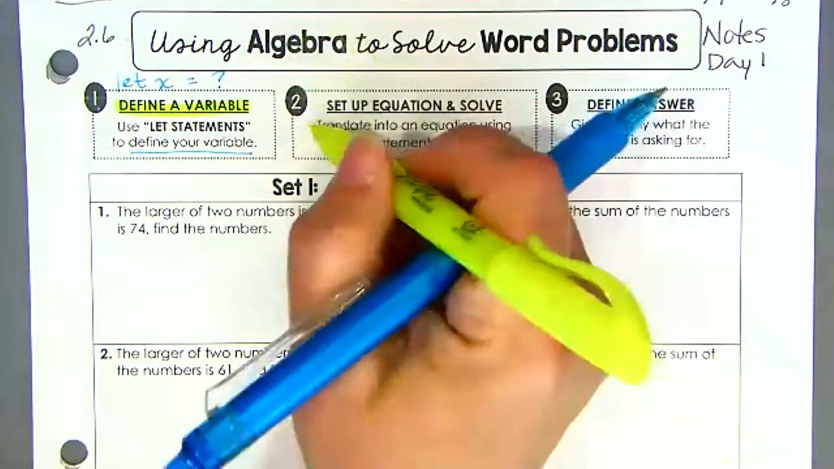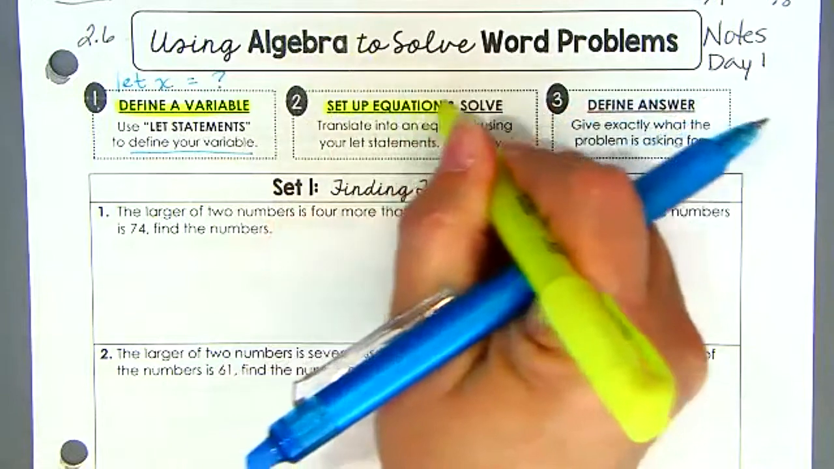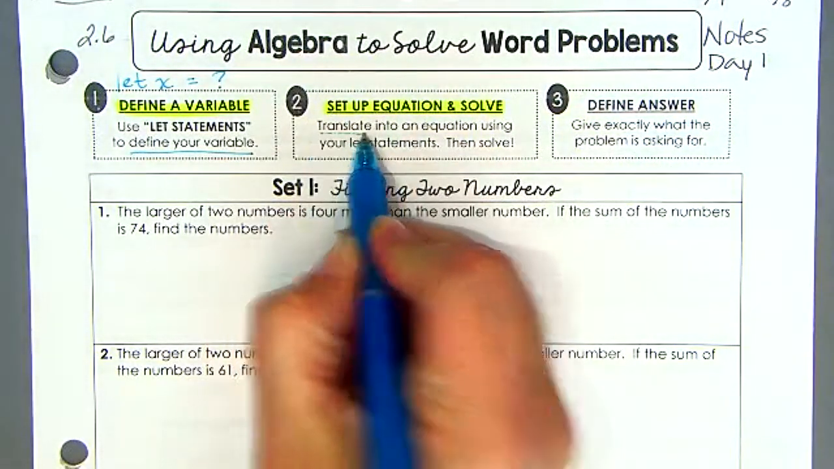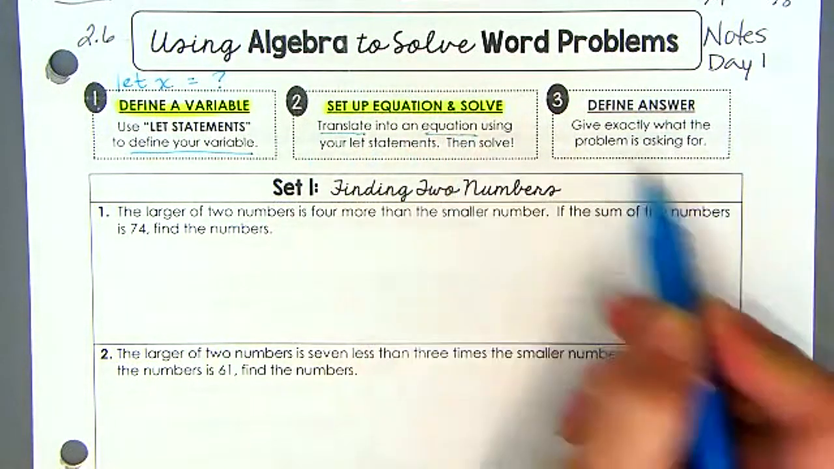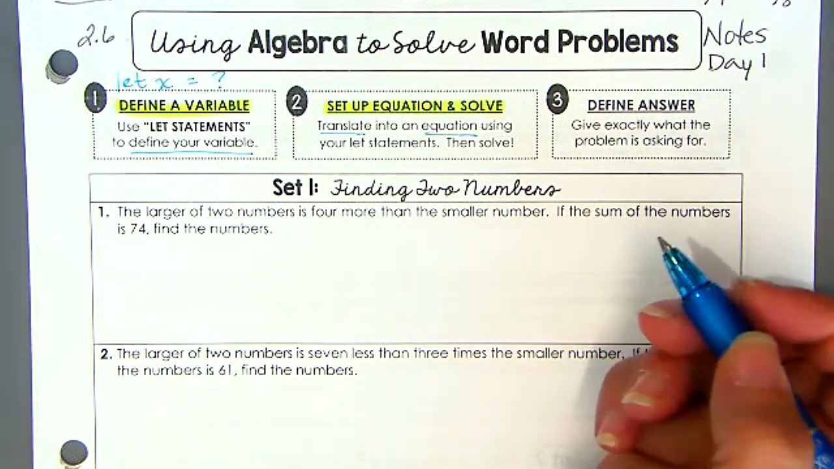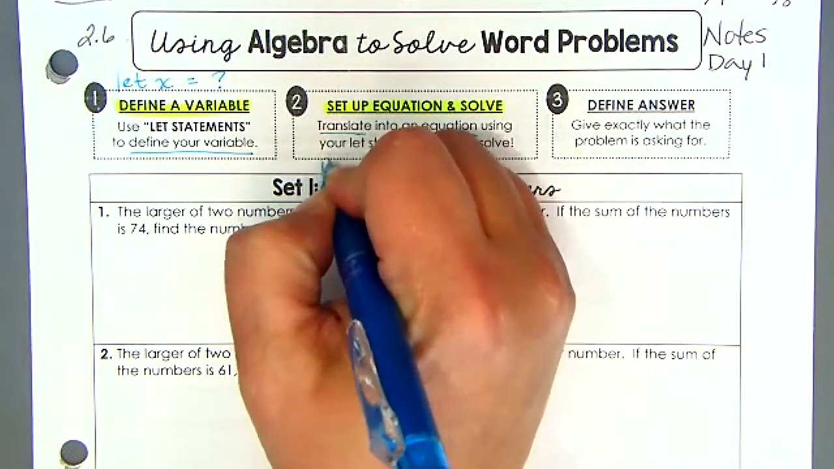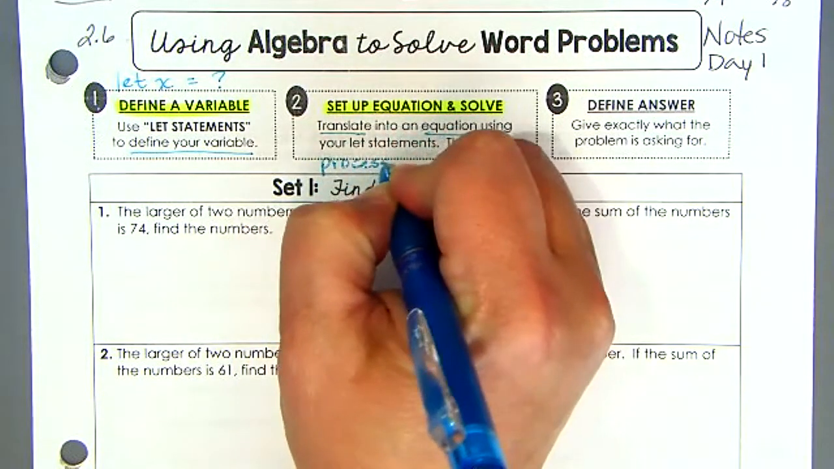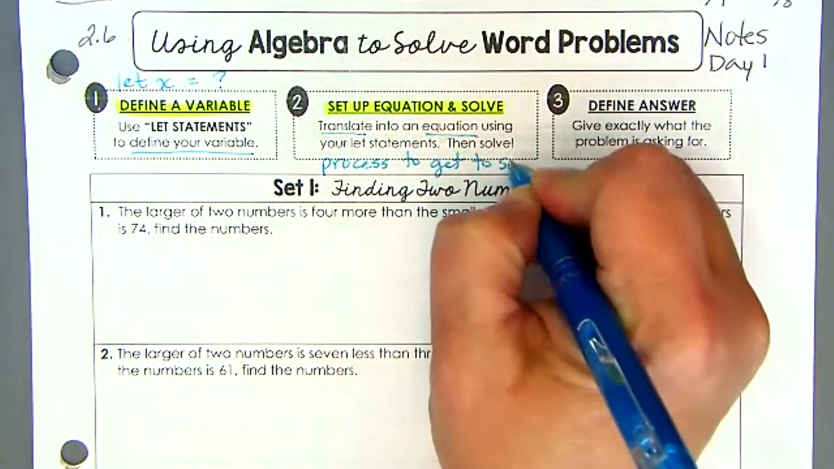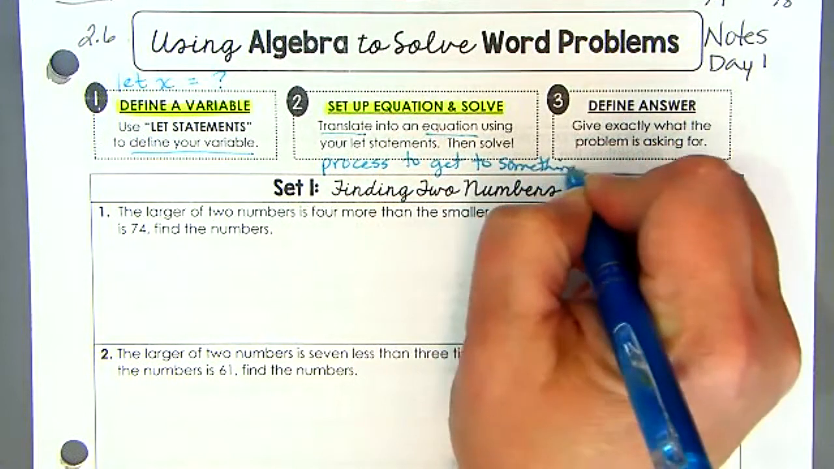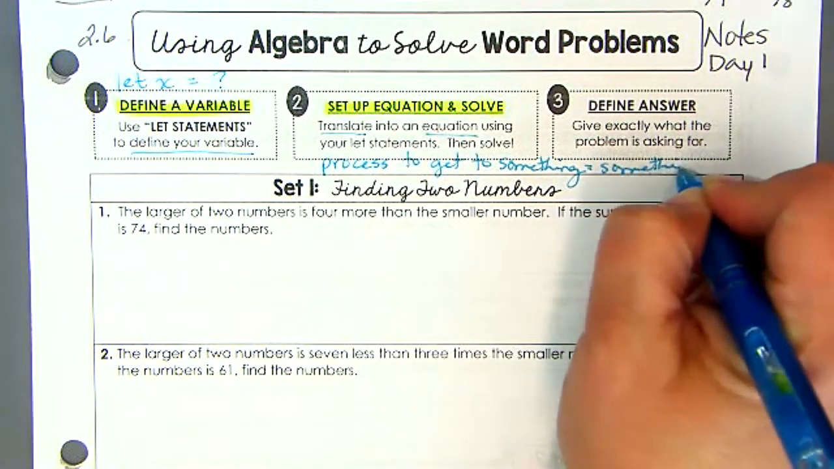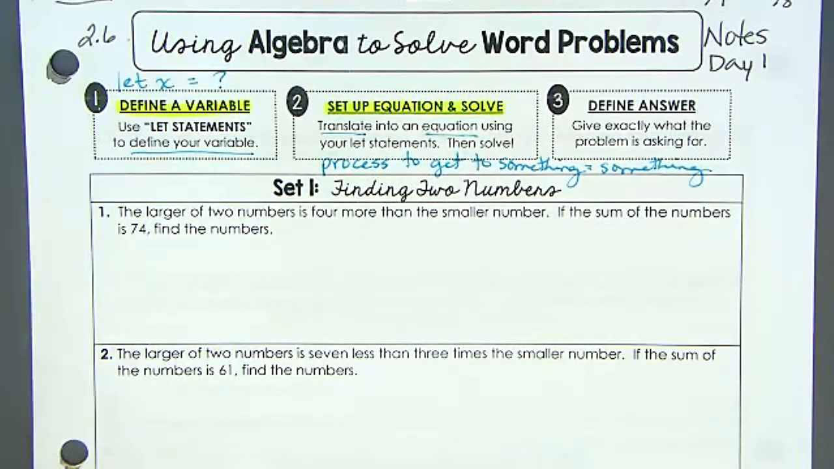Your second step is, yes, you have to write the equation, set up the equation, and then solve it. So keywords translate into an equation using your let statements, then solve. It's one way of thinking about it, the process to get to something equal to something.